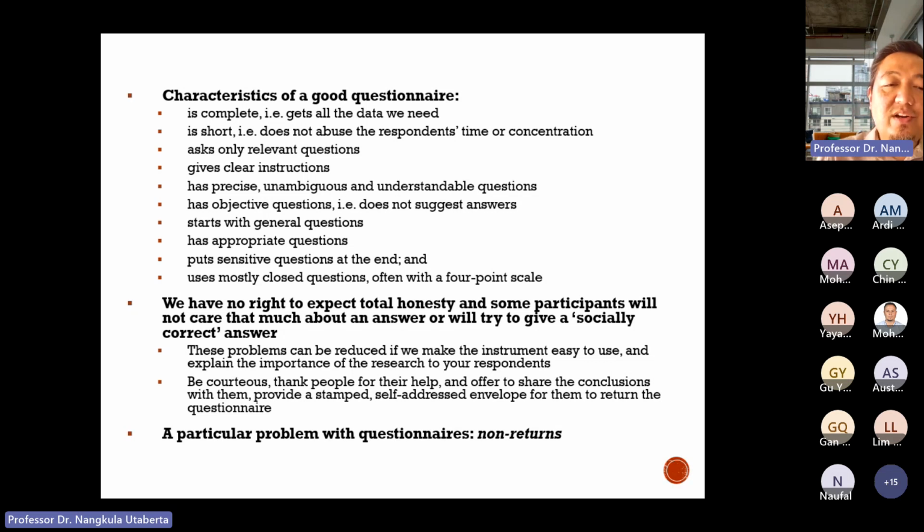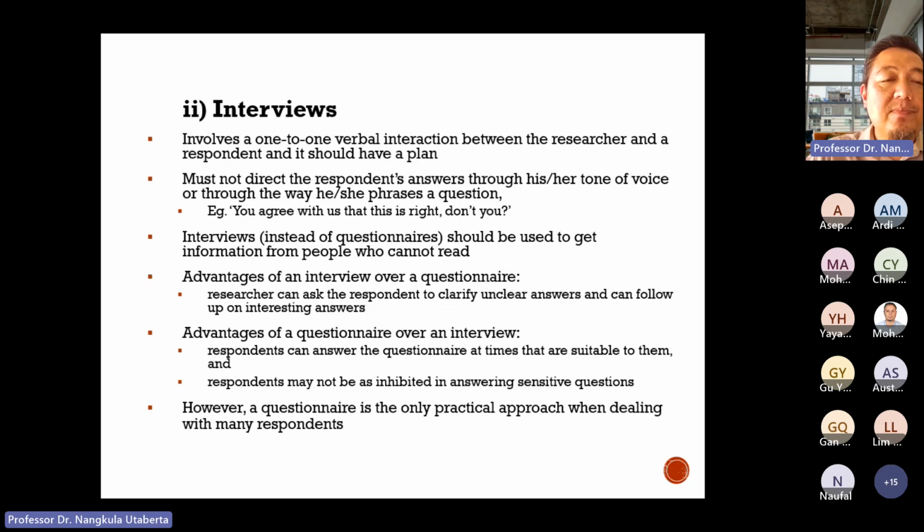One very important thing is that we have no right to expect total honesty. We cannot expect the respondent to answer honestly. One of the critical issues with questionnaires is non-response. You distribute 100 questionnaires, only 50 come back. The other 50 are gone. Something like that.